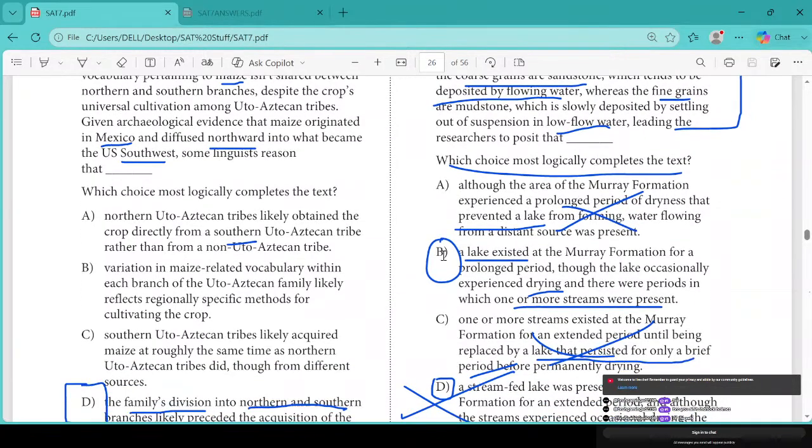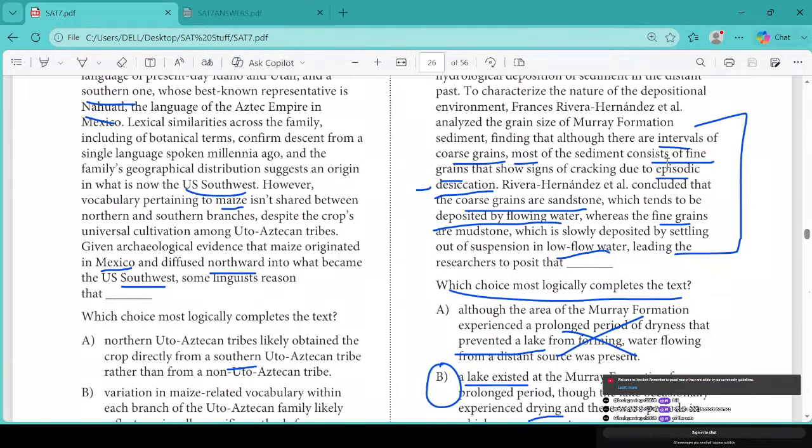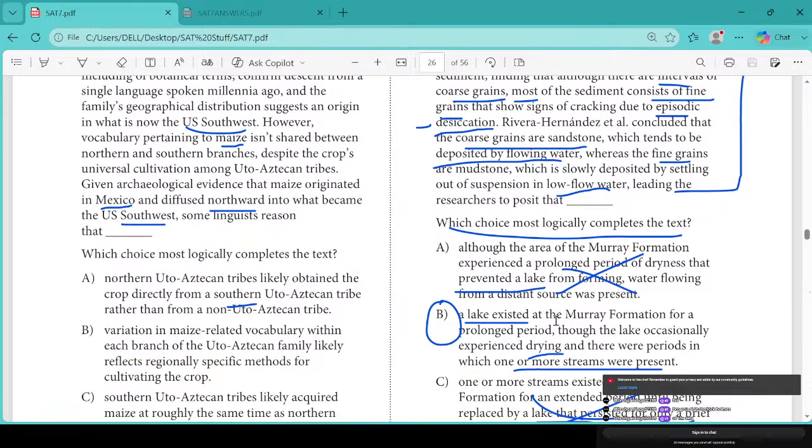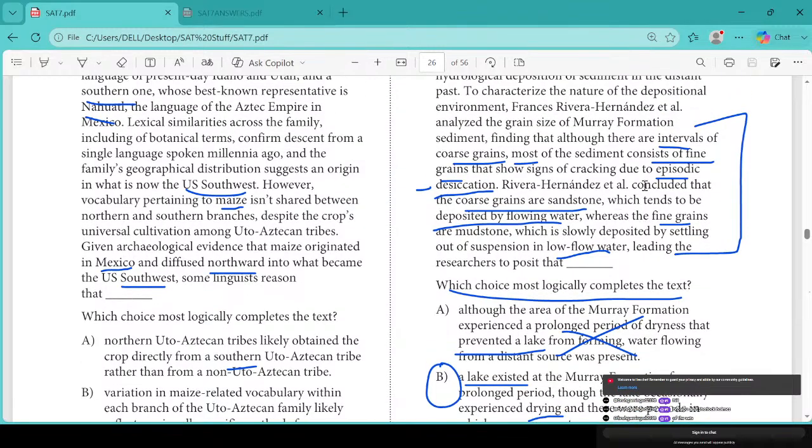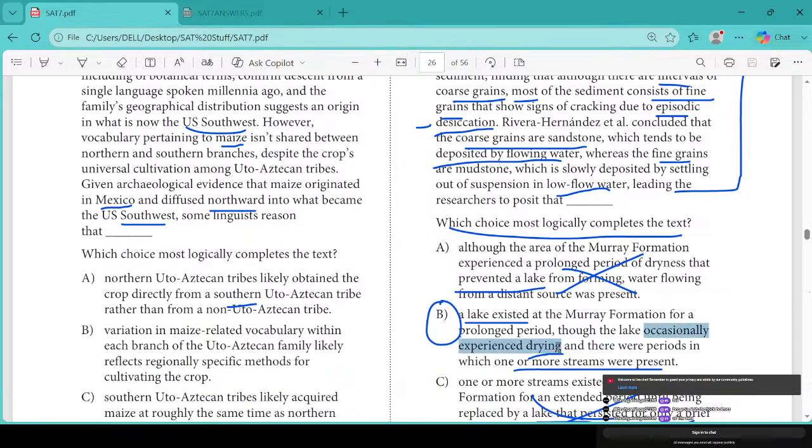the correct answer is that a lake existed for a long period. Why? Because most of the sediment consists of fine grains. Fine grains are mudstone, and mudstone is in low flow water, meaning a lake. So that means that there was a lake, right? However, the fine grains are showing signs of cracking due to episodic desiccation, occasional drying, right? And that fits the case.